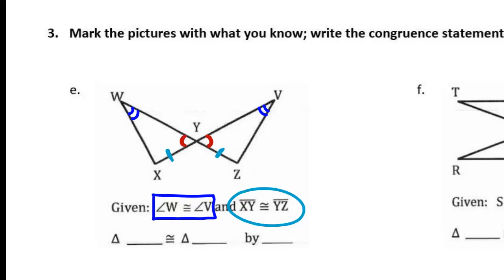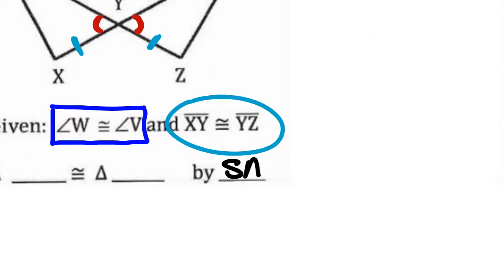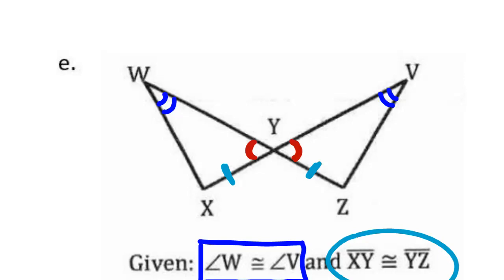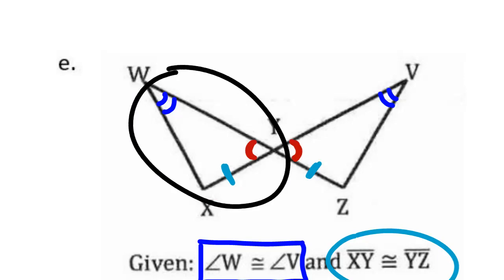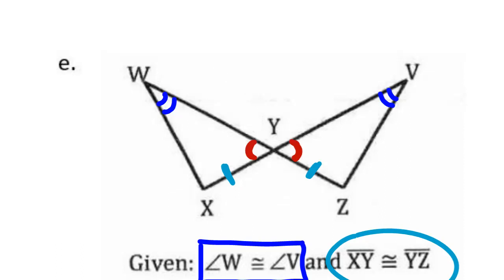I can use side, angle, angle. Or you could call that angle, angle, side. Again, I don't care what order those letters go in, backwards or forwards, but it does have to have the two angles next to each other and the side not in between them. Because when I look at the picture up here, the side that is marked is not in between those two angles. So side, angle, angle.